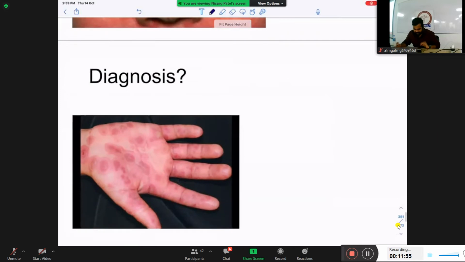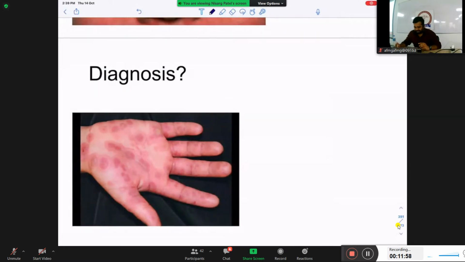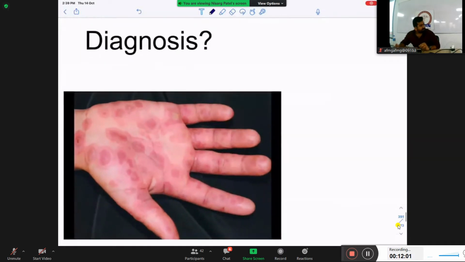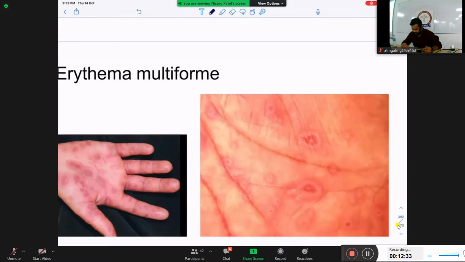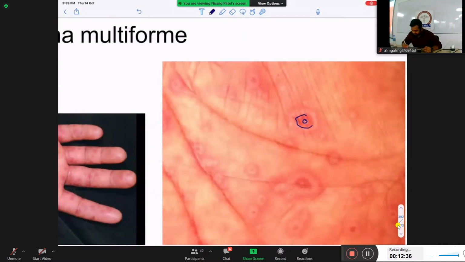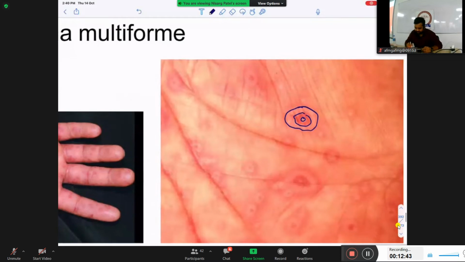Now see this image, moving to the next. The patient developed this rash after taking a drug. If you can appreciate, there are multiple zones in this rash. It is red and erythematous, and because there are multiple forms, ring forms, these lesions are known as erythema multiforme. Clearly there are three different zones: in the center there is more red erythema, and in the outer part there is less erythema.